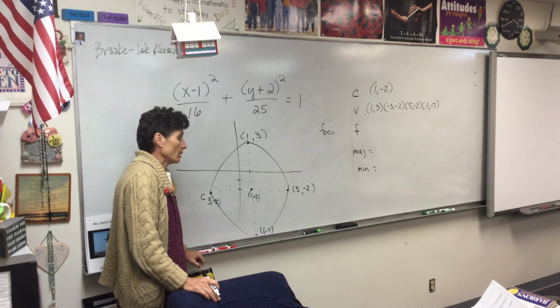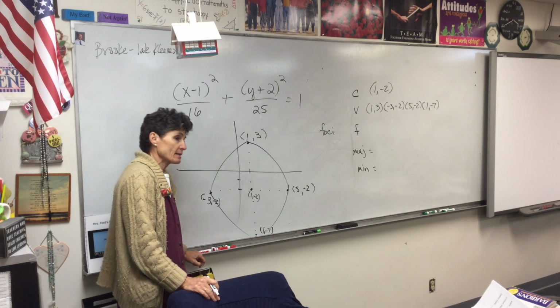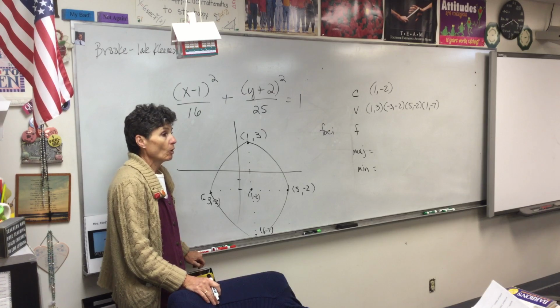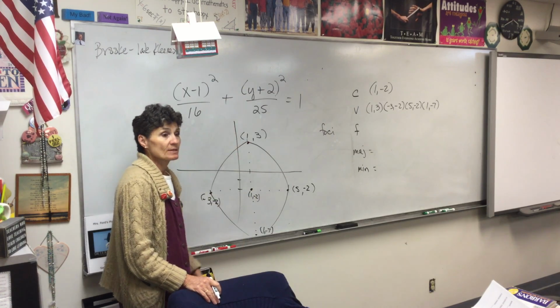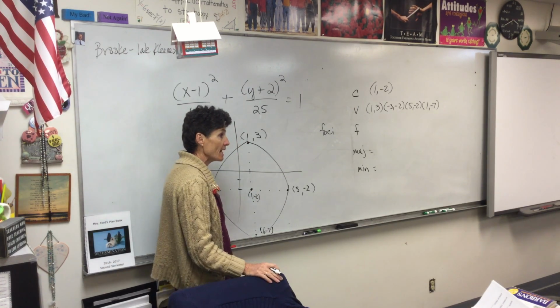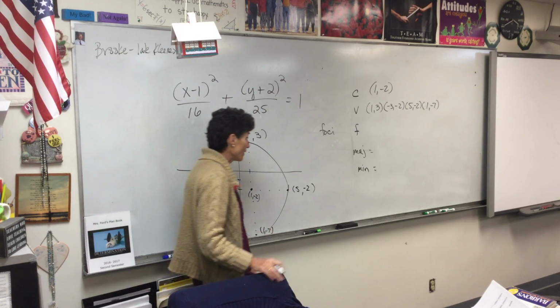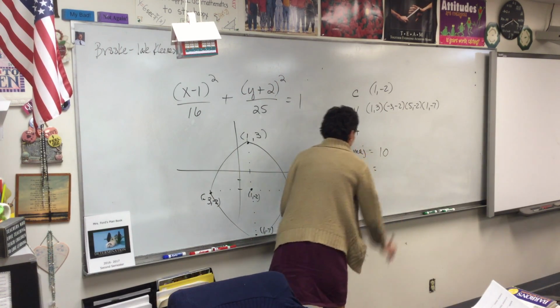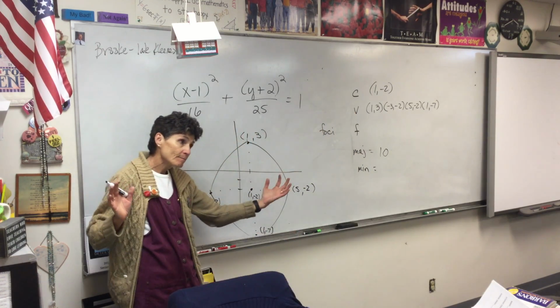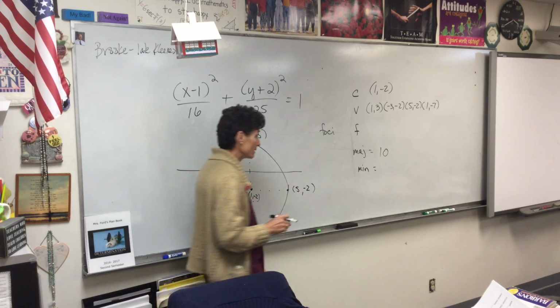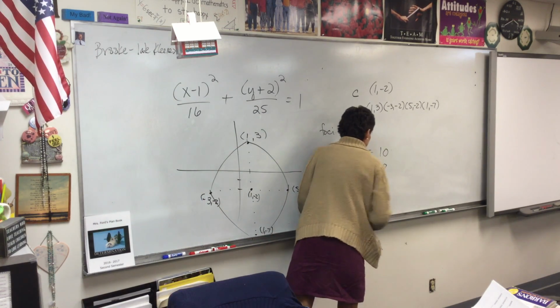Now, all ellipses have a major and a minor axis. So all you have to do is tell me how long they are. How long is your major axis? 10. Why is it 10? Because you counted up 5 and down 5. How about your minor axis? 8, because you went sideways 4, left and right 4. So it's 8.